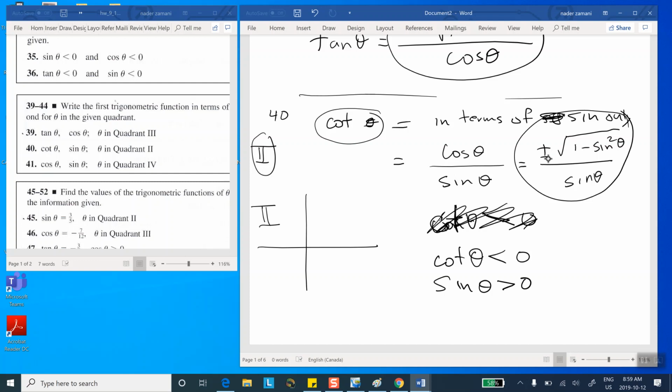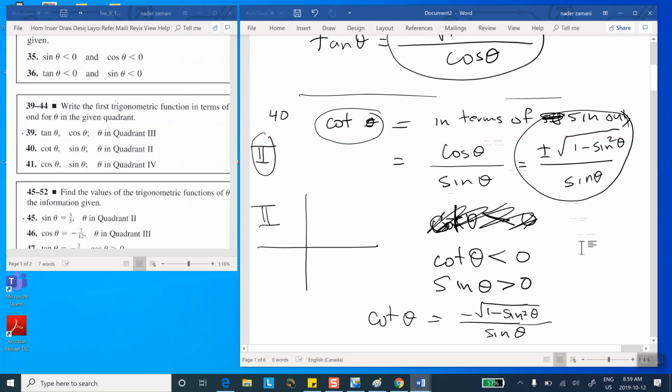Obviously, we need this minus sign. So cotangent of theta equal to minus square root of 1 minus sine squared theta divided by sine of theta. Does it make sense? The entire right-hand side is only sine, as we expected. The fraction will be negative because the bottom, sine of theta, is a positive number. You're in quadrant 2. And on the top, the minus sign is picked. That means the entire ratio becomes a negative number. Let's go and do 41.